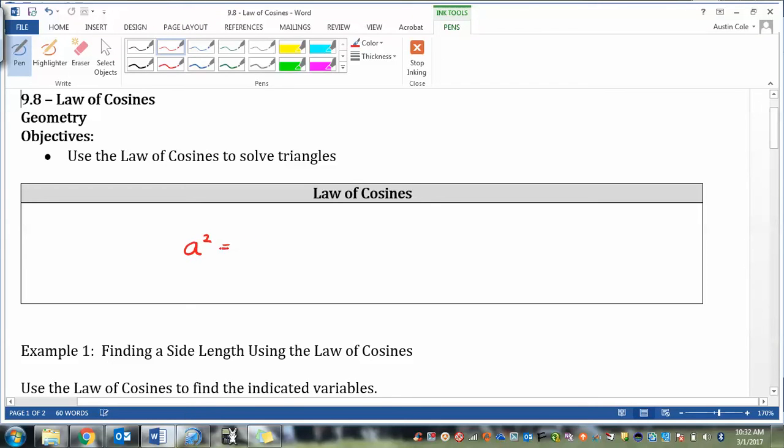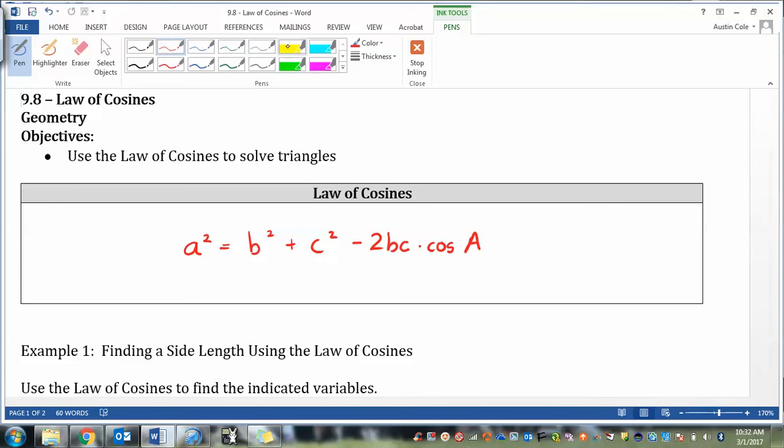It's a squared equals b squared plus c squared. What does that look like? Yeah, it looks like a Pythagorean theorem, doesn't it? Minus 2bc times the cosine of A. Now you look at that thing and you're like, oh my God, how am I going to remember it? It's not too bad. And yes, you do need to know this for the test. I won't give it to you.